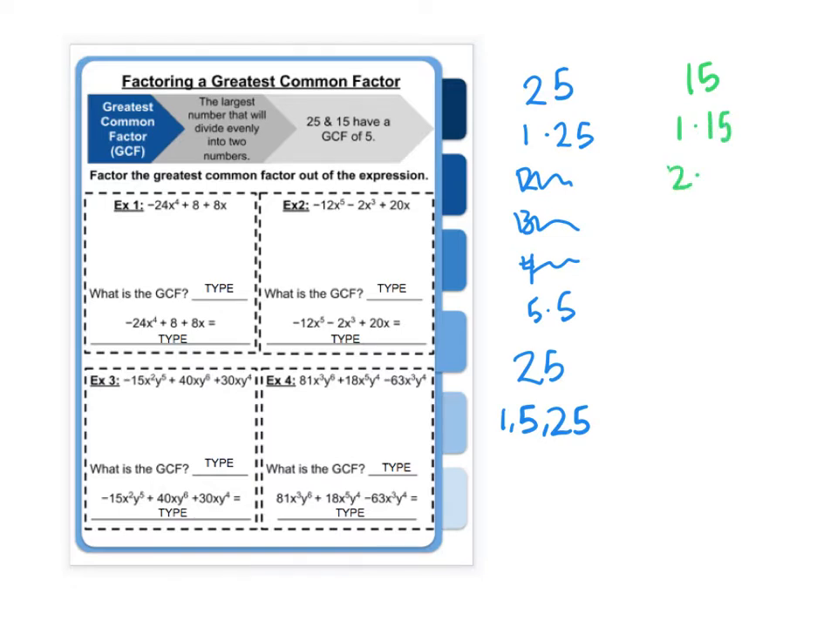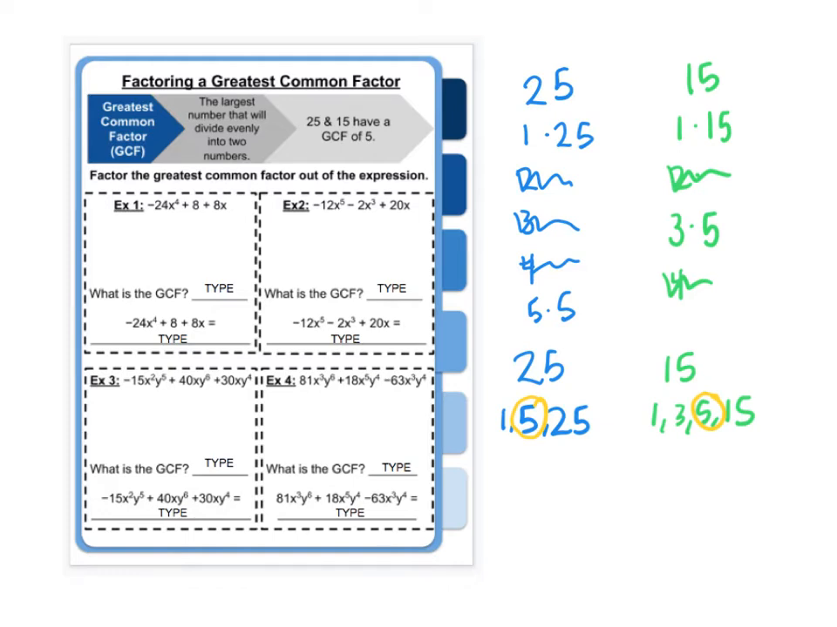If I look at 15, I know 15 is 1 times 15. 2 times, that one doesn't work. 3 times 5 will give me 15. And then there isn't one that works with 4. So I'm back at 5 and I'm done. So my factors of 15 are 1, 3, 5, and 15. And if I look at those two numbers, they have one number in common. They both have 5, and that also is the biggest number they have in common. So I know that's my greatest common factor.